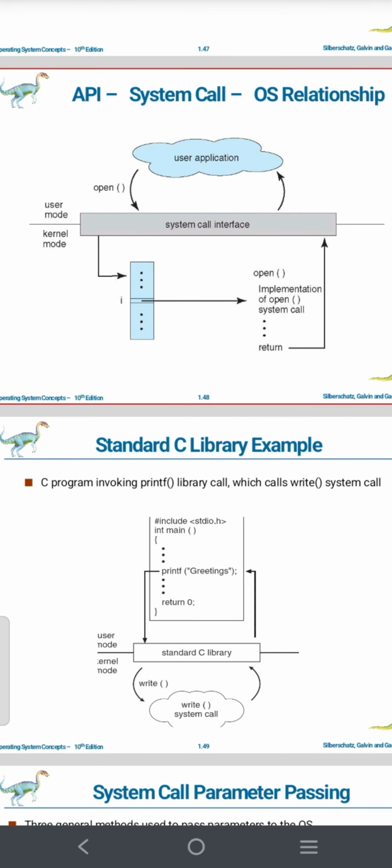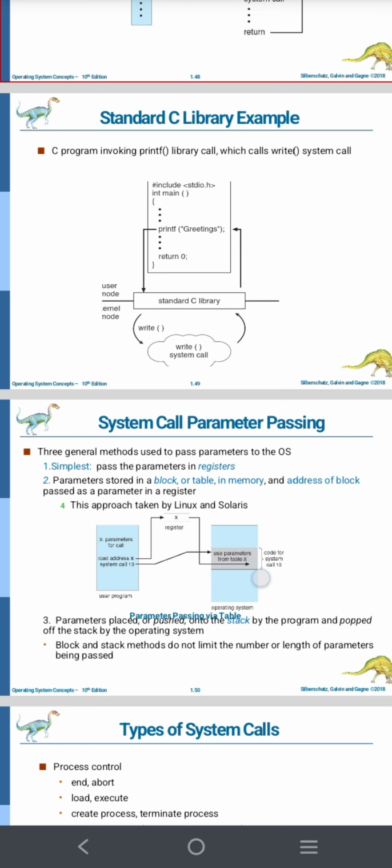Then, inside kernel mode, the OS uses the number I to locate the correct function in its system calls table. For example, number 5 is mapped to the internal kernel function for opening files. The kernel executes the function, for example the implementation of open, which might access the file system, allocate memory, and check permissions. Once the task is done, the kernel returns control and the result, for example a file descriptor or error code, back to the system call interface. This is passed back to the user application.